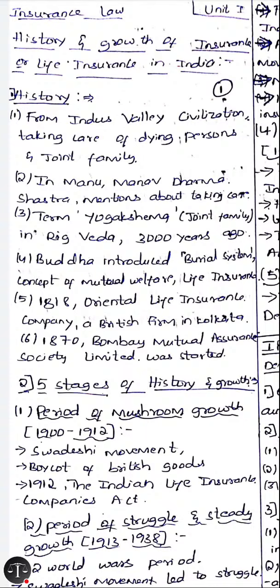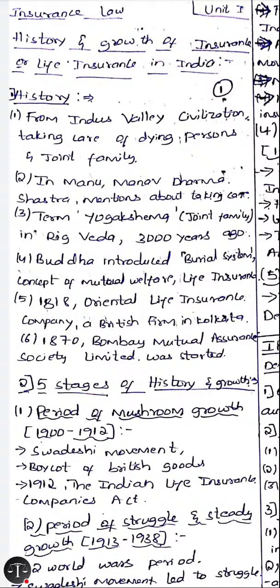So what is the history? History is from Indus Valley civilization, taking care of dying persons and joint family. So the history of insurance in India can be traced back to Indus Valley civilization, where persons were taking care of dying persons. So insurance is nothing but, in a way, taking care of another person. During Indus Valley civilization, the people were taking care of dying persons and joint families. Manu's Manava Dharma Shastra mentions taking care.